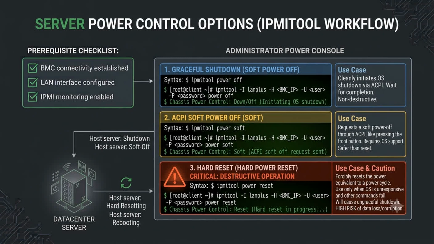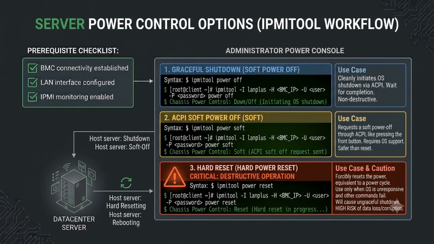Second is ipmitool power soft. This is the same as power off. It is an alias. Same command, different name. Third is ipmitool power reset. This is a hard reset. It cuts power immediately and turns the server back on in 5 seconds. The operating system has no time to shut down.